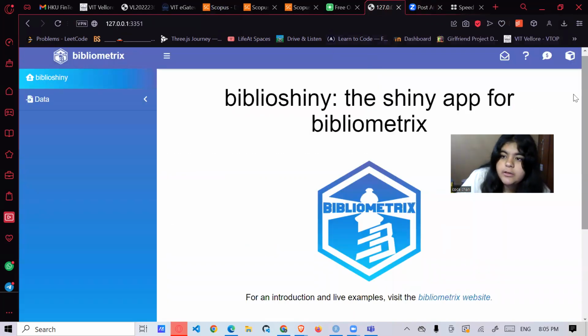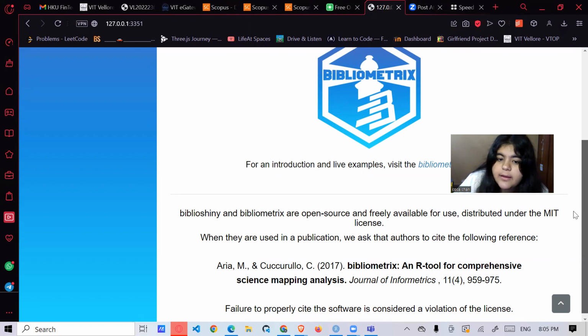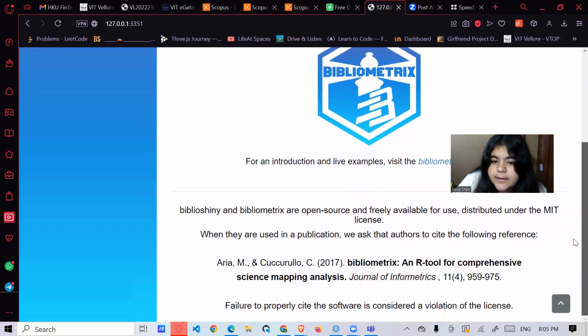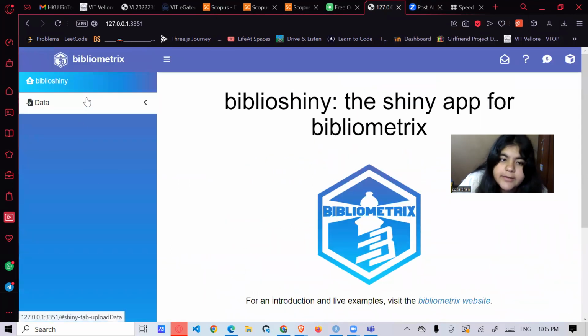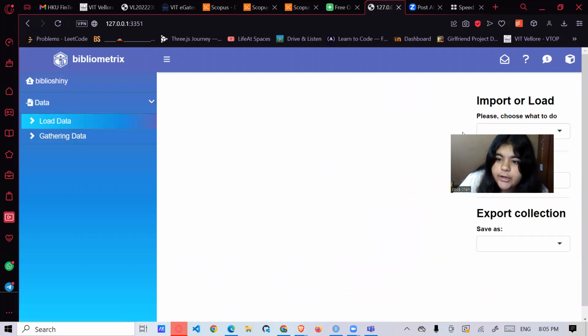Now this is what the preface looks like. BiblioShiny and Bibliometrix are open source and help in comprehensive science mapping analysis. It is an R-based tool which helps in data visualization. So now what we will do is load data.